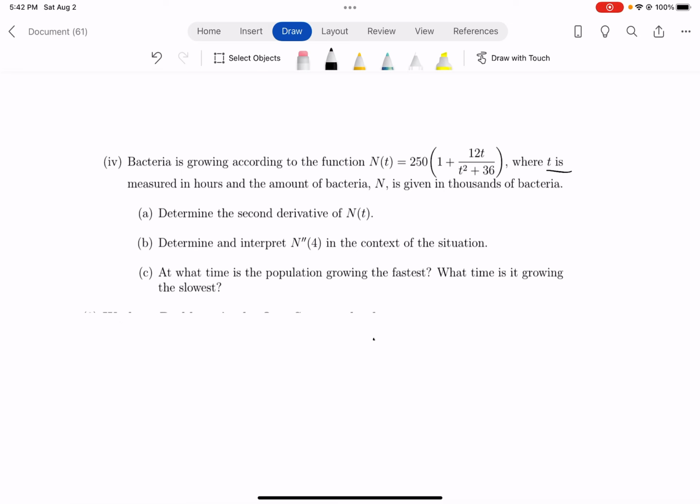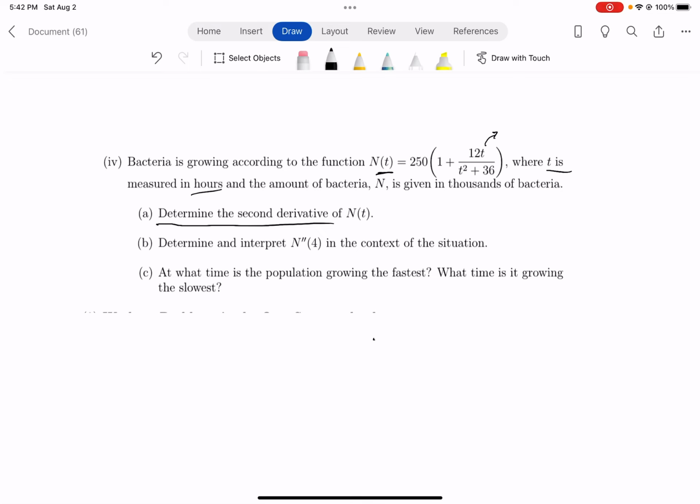This problem is the last in that paper back. Bacteria is growing according to the function. So this is the amount of bacteria in thousands, and this is the time t in hours. Determine the second derivative. So you need to find out the first derivative. We did this first derivative in the previous video.